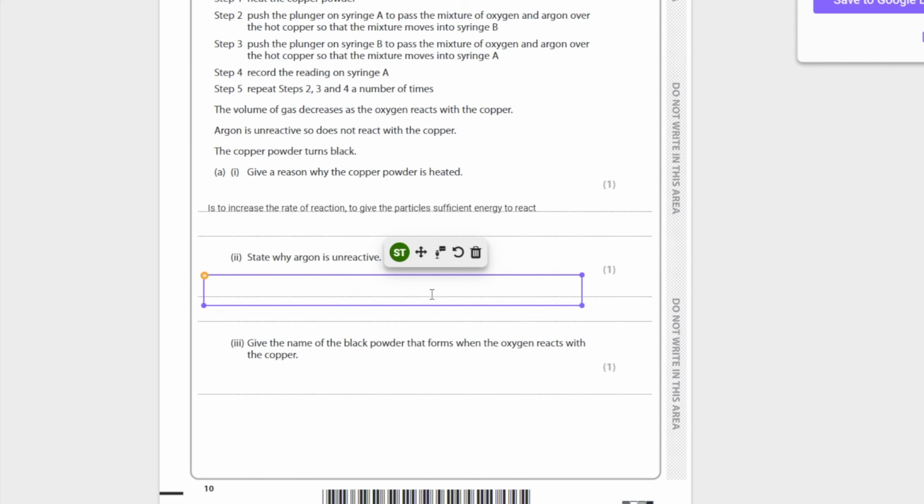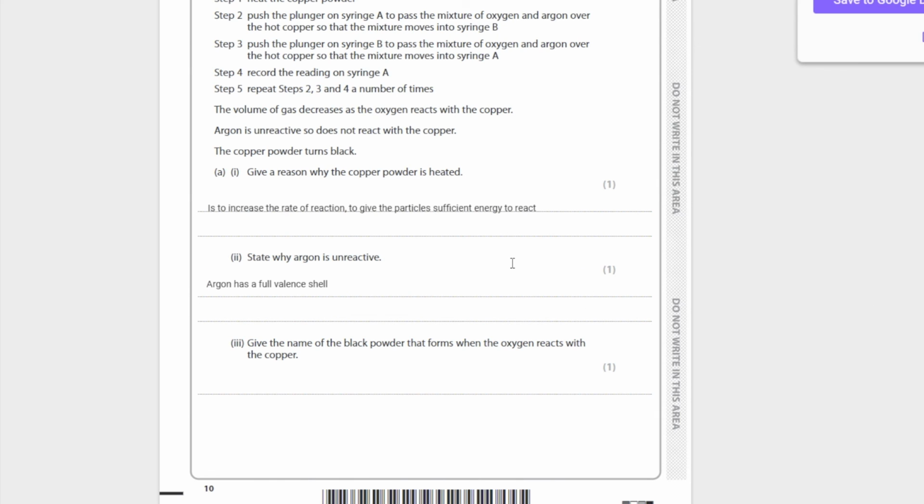Okay, state why argon is unreactive. Very simple question. Argon has a full valence shell, a full outer shell of electrons, because we all know it is a noble gas. So it has a full shell of electrons, so it can't give or accept electrons readily.